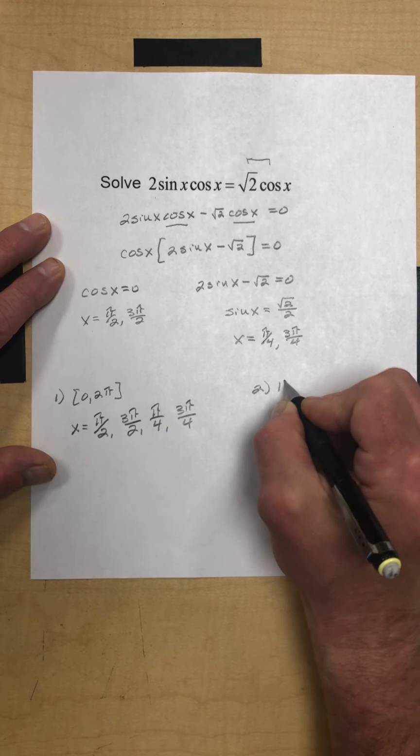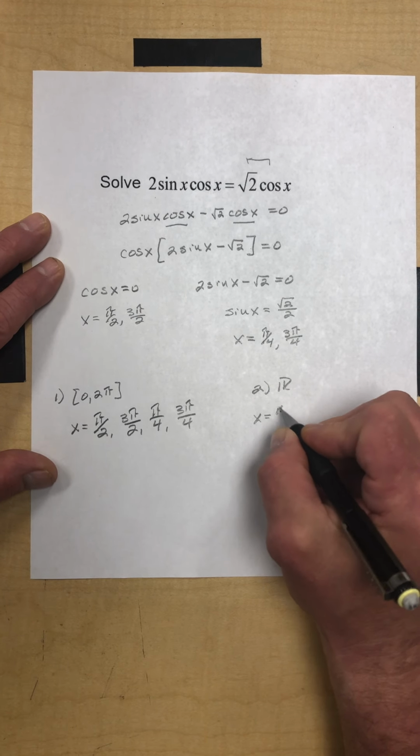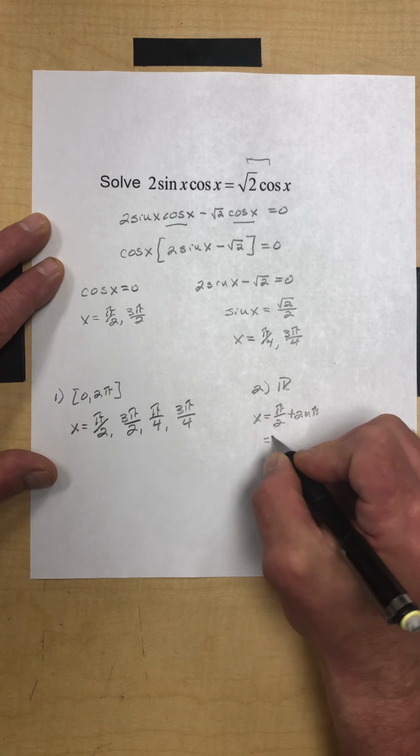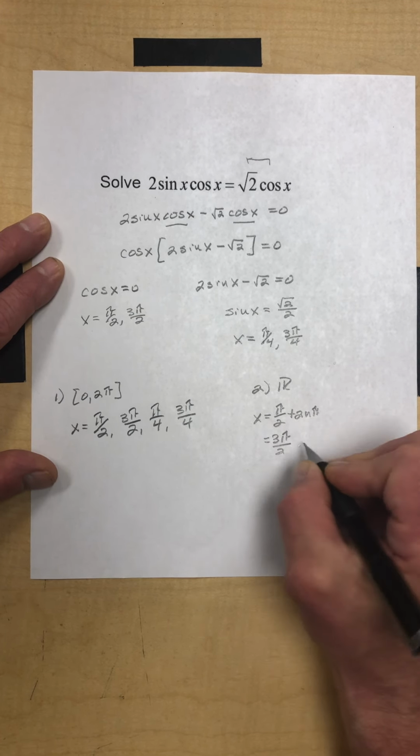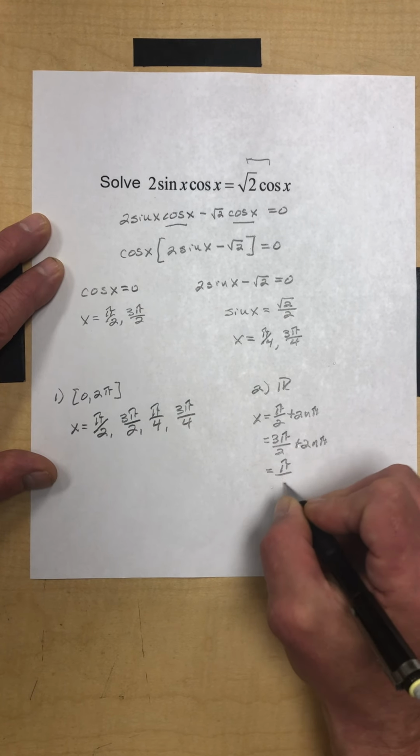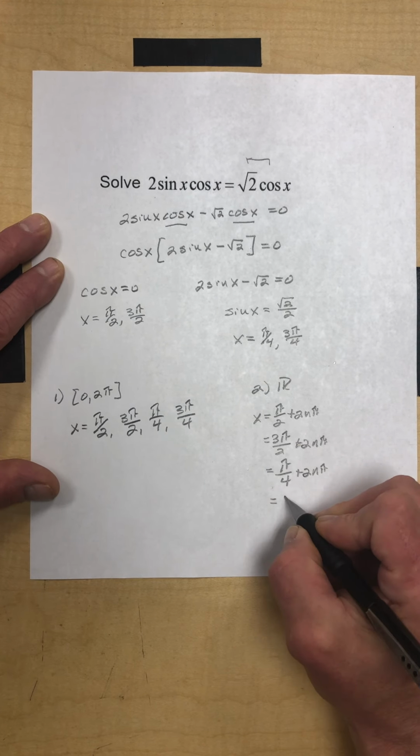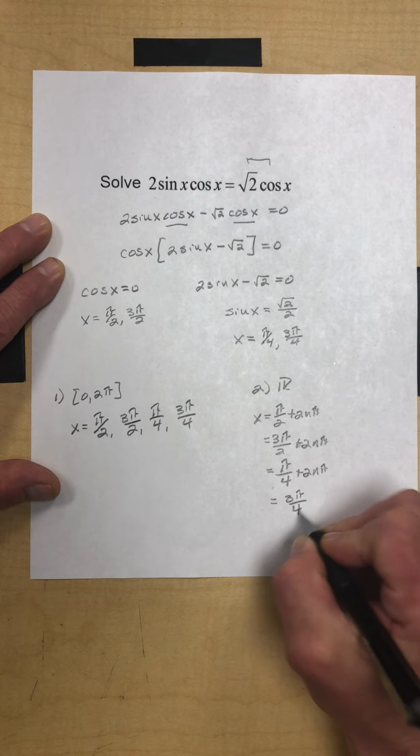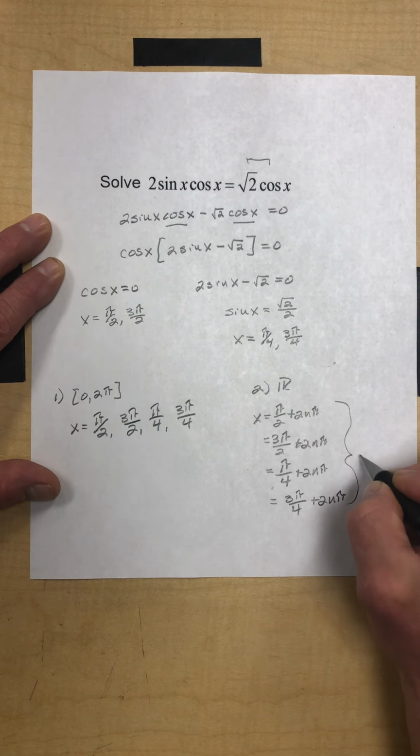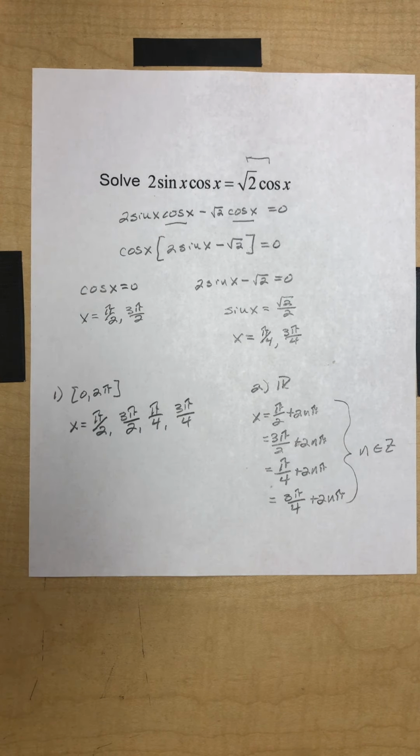Now, the set of real numbers. I know this gets monotonous, doesn't it? Pi over 2 plus 2n pi, 3 pi over 2 plus 2n pi, pi over 4 plus 2n pi, and 3 pi over 4 plus 2n pi, where n is an integer. And there we go. We're good on that guy.